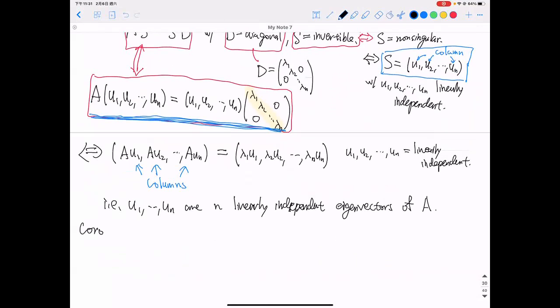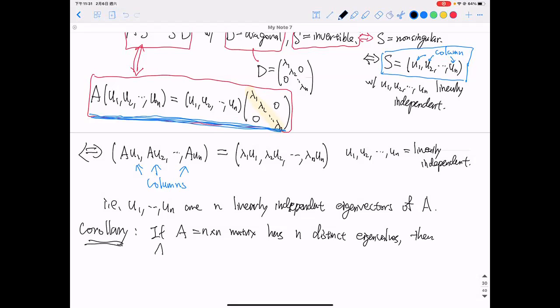There's an immediate corollary that we should formulate before we move on to examples. If A, again n by n, has n distinct eigenvalues, then A is diagonalizable.